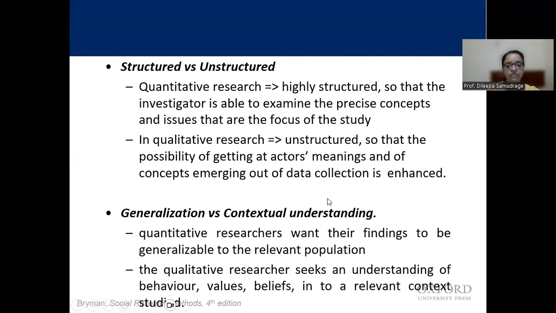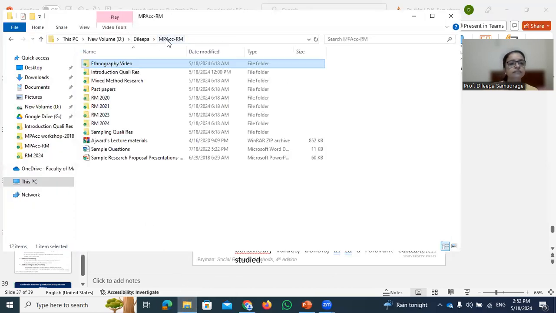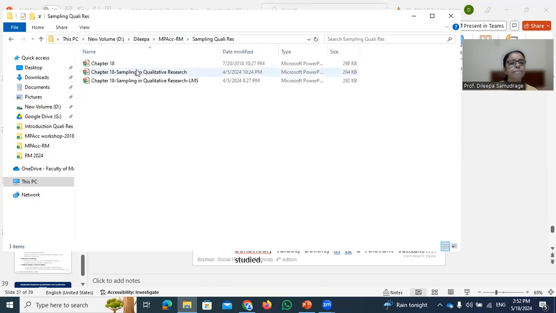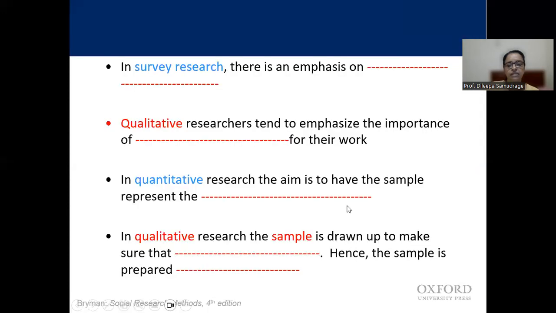Then we'll move to the sampling methods. Sampling in qualitative research. A few things that I want to emphasize here. In survey-based research, there is an emphasis on what? What is the sampling method that you use in survey-based research? What is the method? Survey-based research?